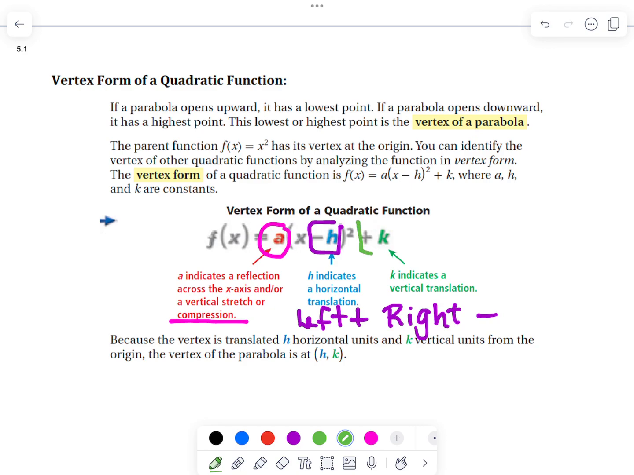The last piece, the plus K, that's going to move it up or down. So if we have a plus, it's going to move it up. If we have a negative, it's going to move it down.